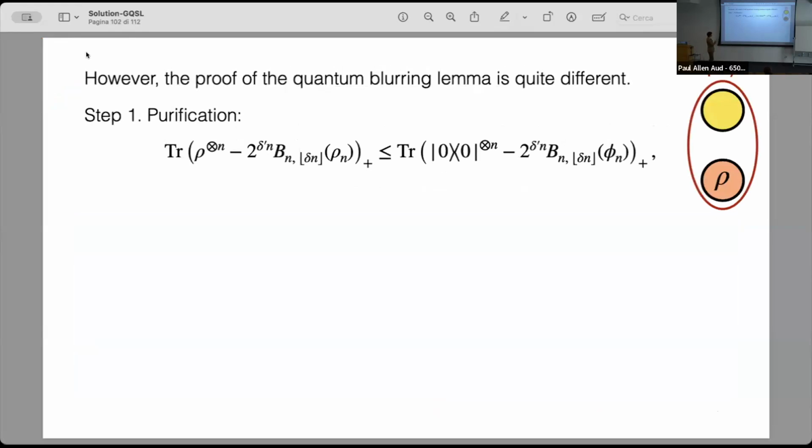The first step is purification. So I purify everything. I purify rho, and I purify rho tensor n, and I purify rho n. So the purification of rho, let's call it rho 0. It's just a pure state that extends rho, in a larger Hilbert space.